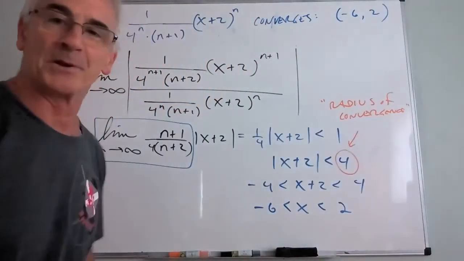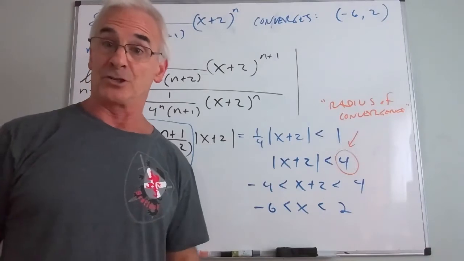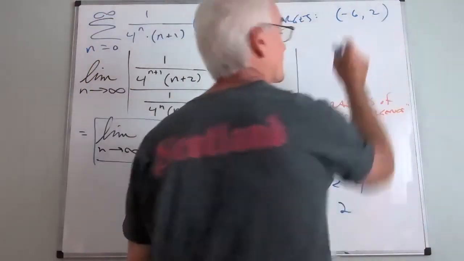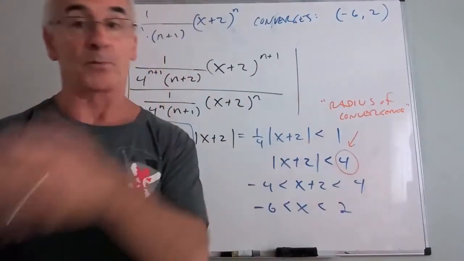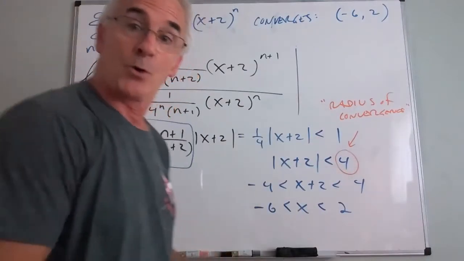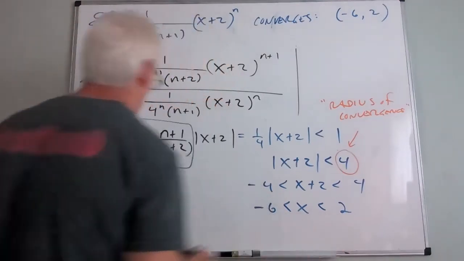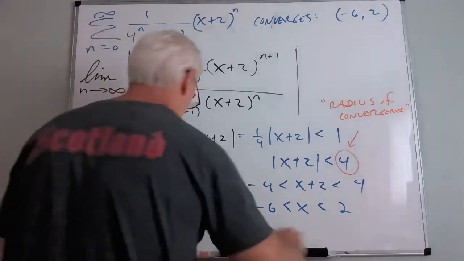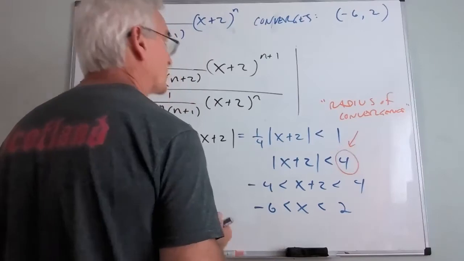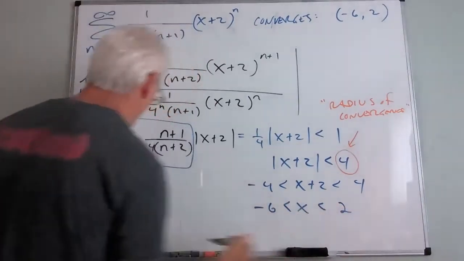I don't do that in permanent marker because now I have to test the endpoints. Either of those can change. Either one of these closed brackets can change. They may both remain open, both be closed, or just one of them. I don't know until I test the endpoints. My endpoints are this number and this number. So which one do we want to test first? 2. I want to test the 2 first.